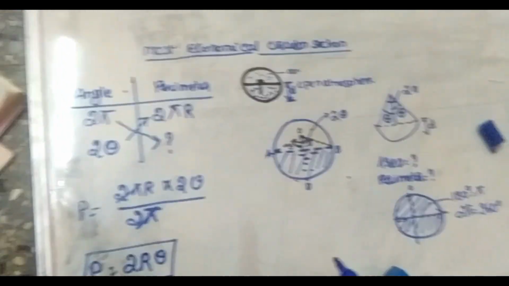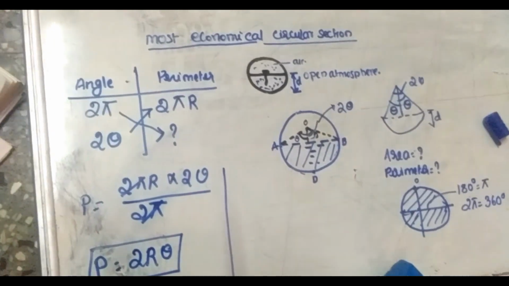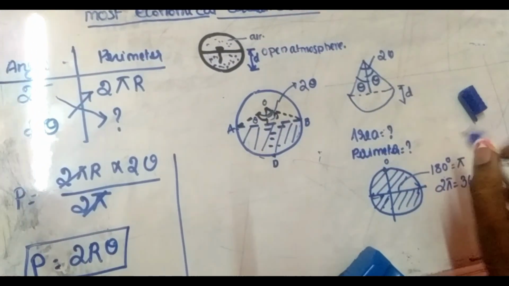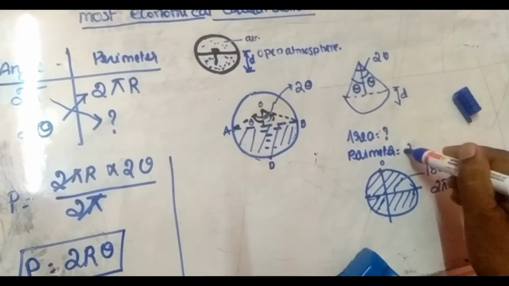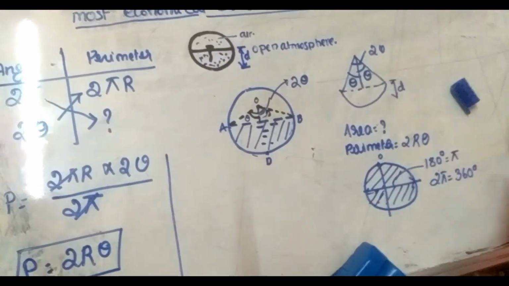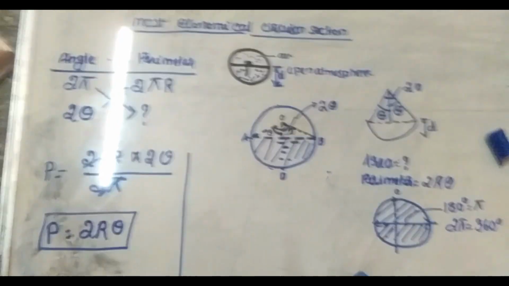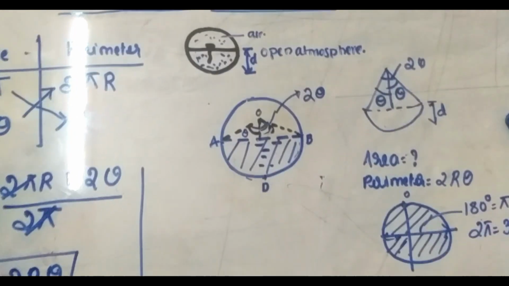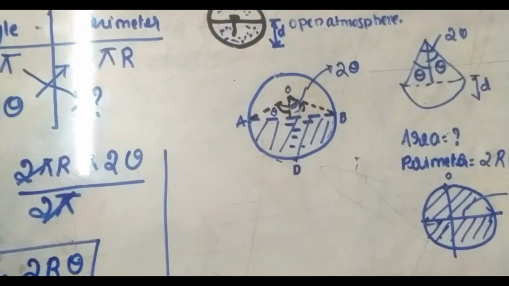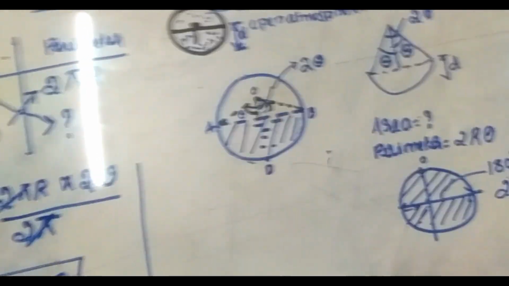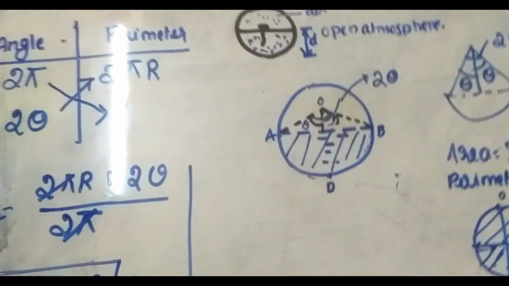Is that correct? The perimeter of this is 2r. We got the perimeter: 2rθ. Got it? Next we will go for area. How can we calculate the area of that one? That is also important. So how can we calculate the area?